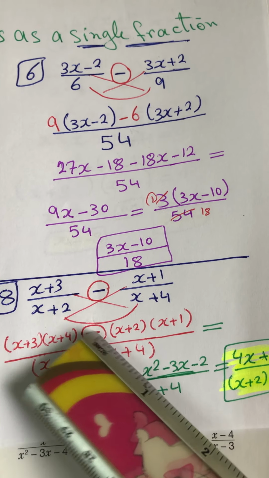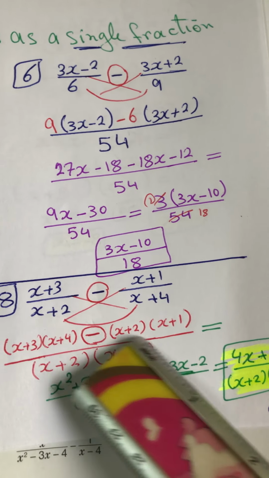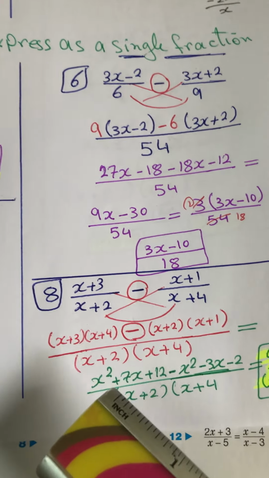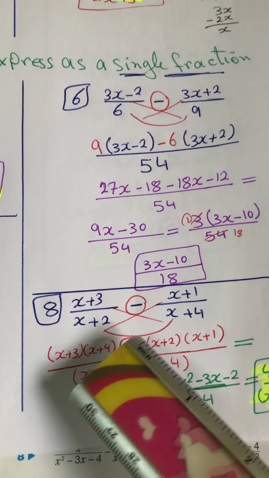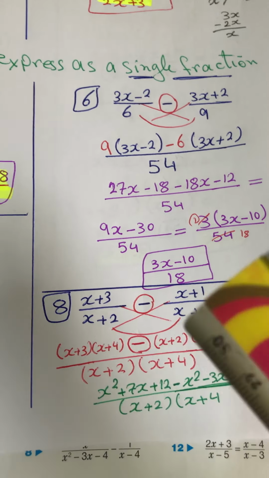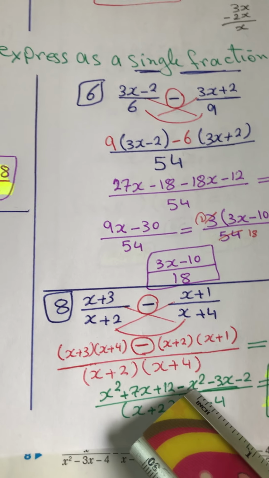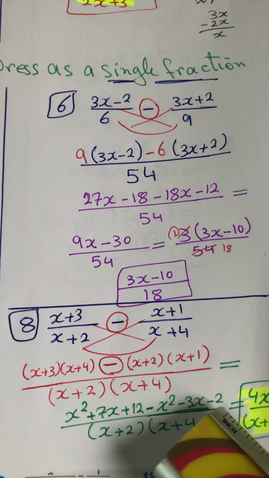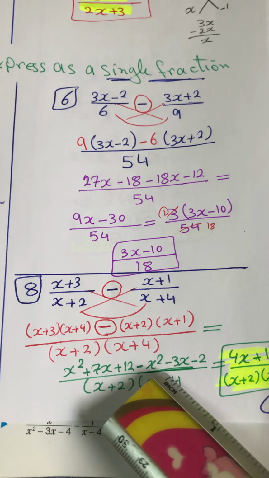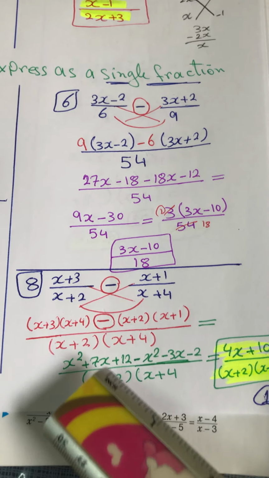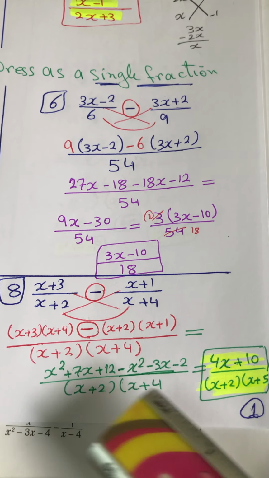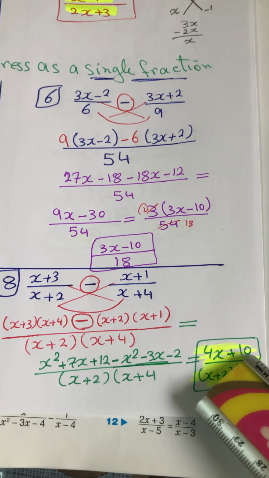But I have negative sign before these two brackets, so I have to change all the sign after the negative sign. Consider here you have negative 1 multiply by the product you will get from these two brackets. So negative x squared, negative 3x, negative 2. Now collect the like terms up. X squared and negative x squared cancel, give me 0. 7x and negative 3x equal 4x positive. 12 positive and 2 negative equal 10 positive.